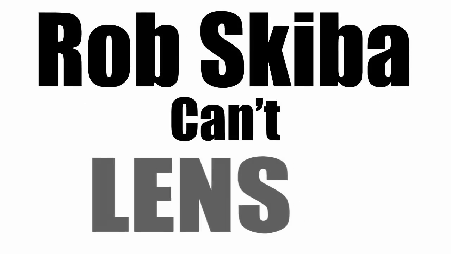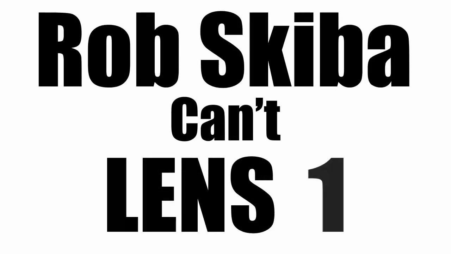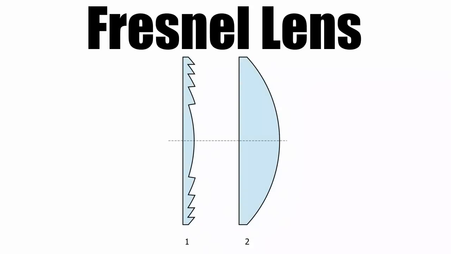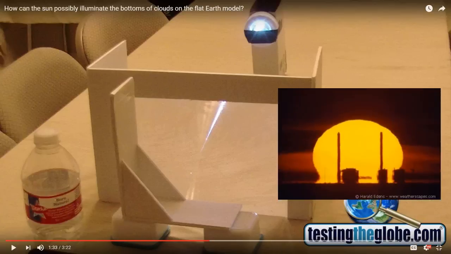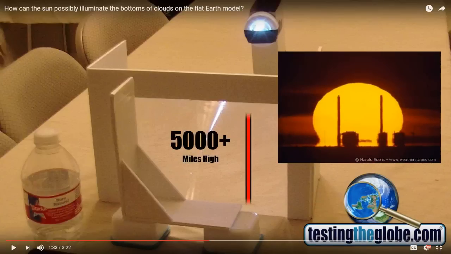Okay, I want to take a second to address Rob Skiba's cloud underlighting video. This is actually going to be part one of two parts. My second part here will be analyzing the use of a Fresnel lens for this demonstration. The fact of the matter is that Skiba here is hoping that his viewers are not intelligent enough to realize the difference between water vapor in the air and a big-ass lens. In fact, he's counting on that.